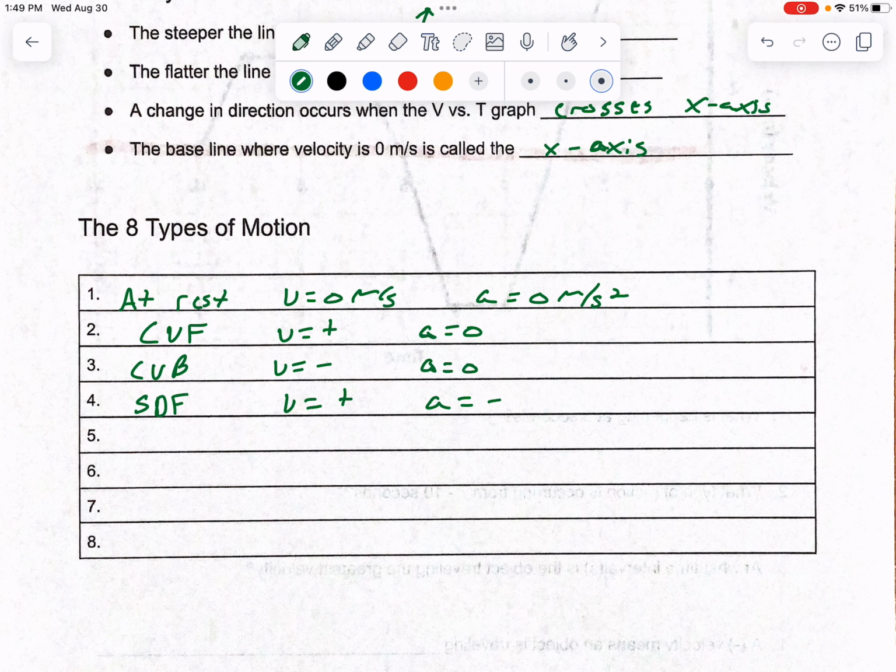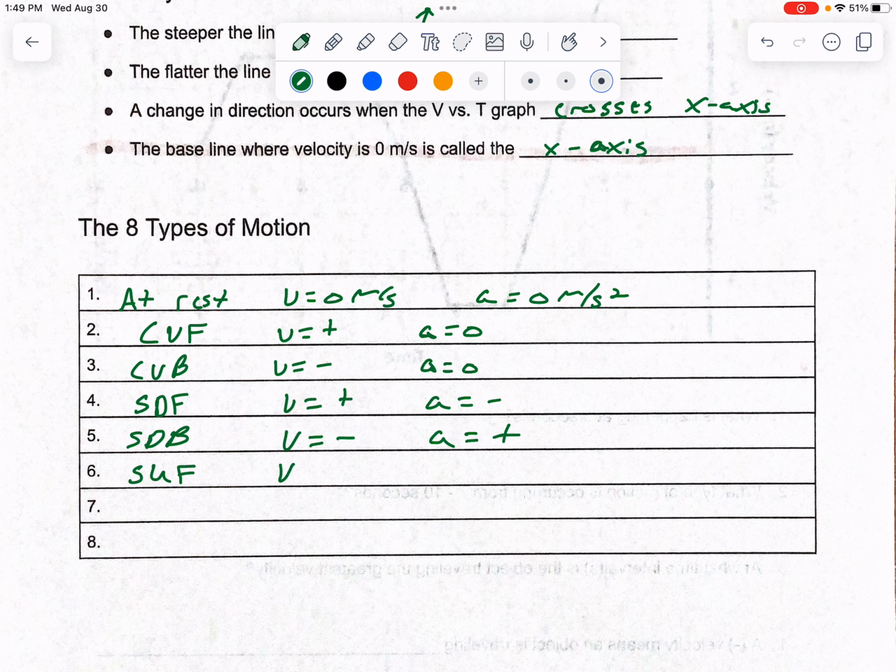Then you have slowing down backwards. So your velocity is going to be in the backward direction, so it's going to be negative. And now your acceleration is going to be positive. It's going to be the opposite. So when we're not slowing down, we're going to be speeding up. So speeding up forward, so SUF.